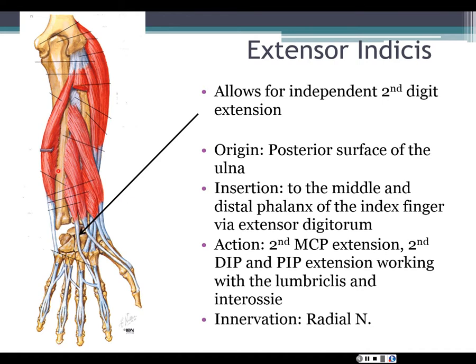It is going to originate down further on the ulna. This is the posterior side, remember that. And it's going to insert into that extensor digitorum, around the middle phalanx here. Just like the digiti minimi did, the extensor indicis is going to join up here. So when it pulls, it takes over this tendon and allows for that independent movement. That's the biggest thing here.